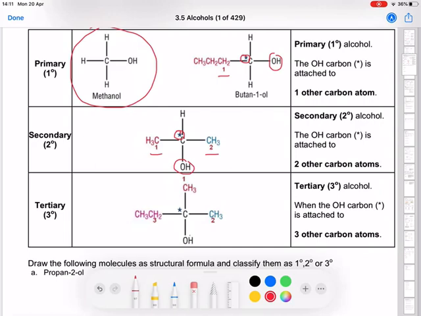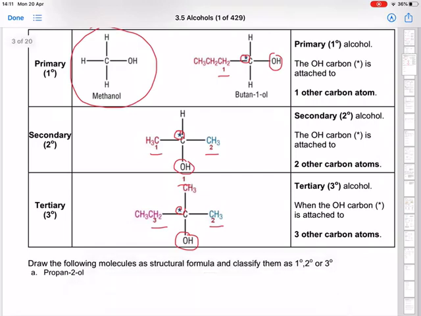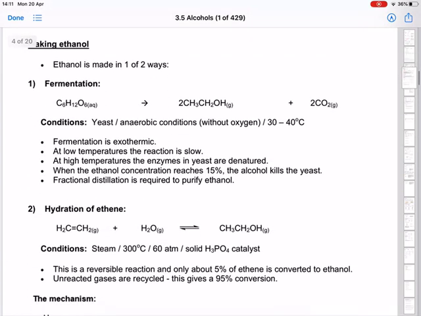And then with the tertiary, there's the OH group, there's the starred carbon, and it has 1, 2, 3 alkyl groups attached to it. So that's how we classify them as primary, secondary and tertiary, and it is absolutely crucial that you can do this for the reactions that occur a little bit later on.